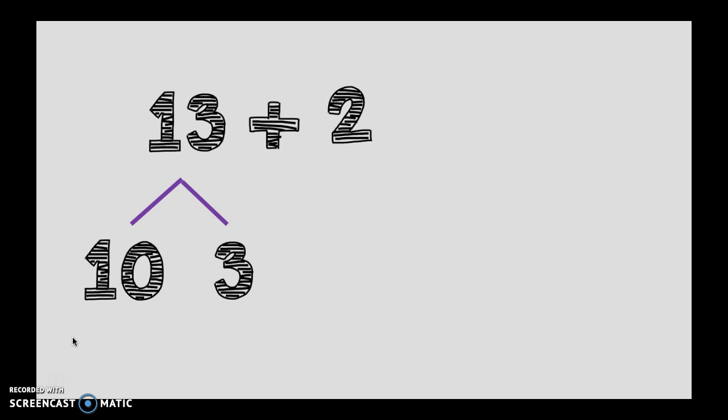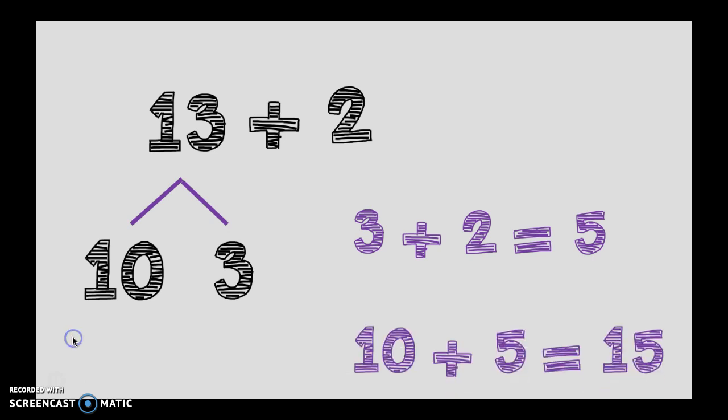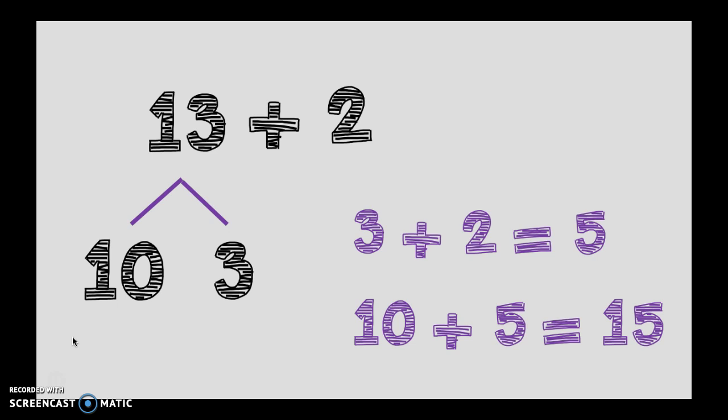Now, I can write a new number sentence where I add the ones. Remember our learning goal, add the ones and ones. So let's see, I have 3 plus 2, and that's going to equal 5. See, I added all my ones. Now I need to add the tens. Well, I only have one group of 10. So I can just add that to my total amount of ones. So 10 plus 5 equals 15. And of course, that was the answer.